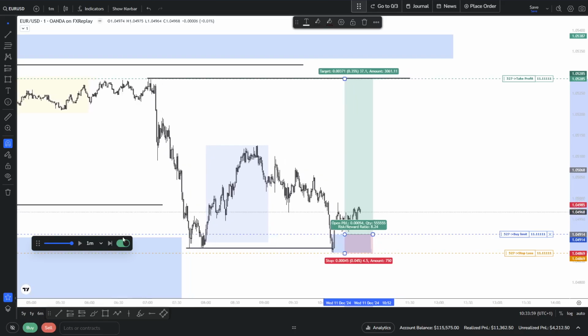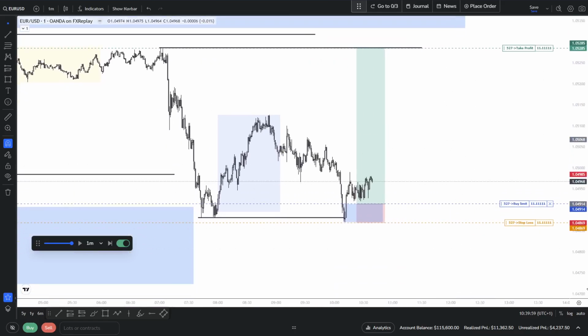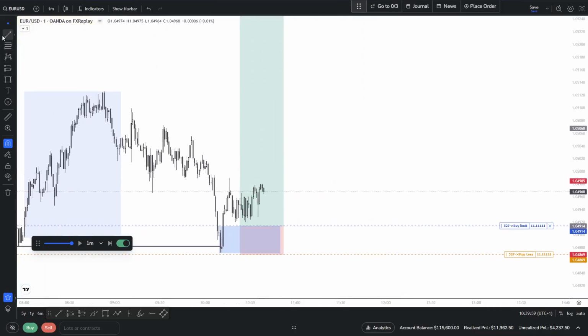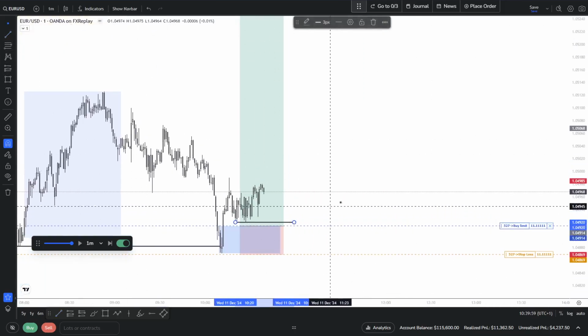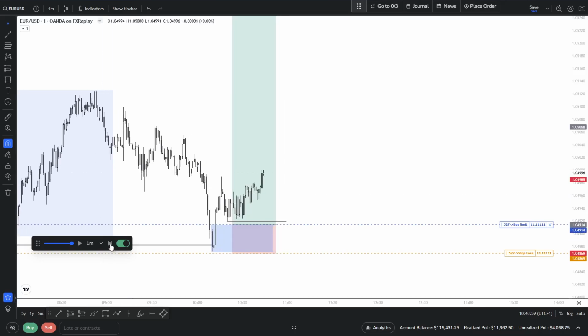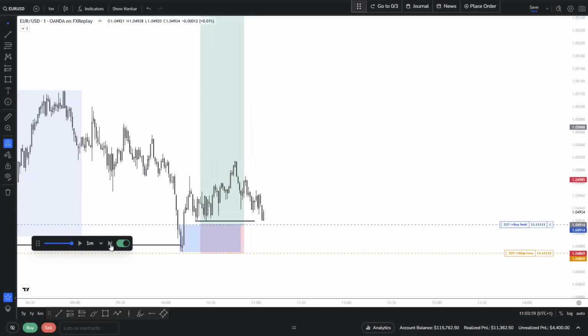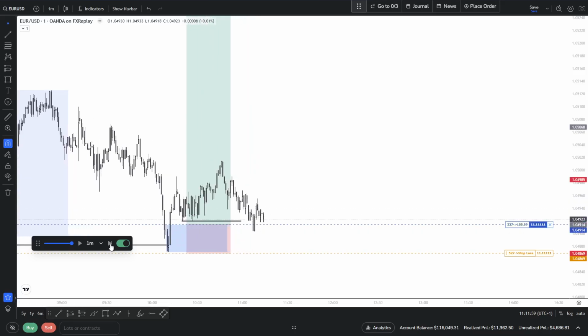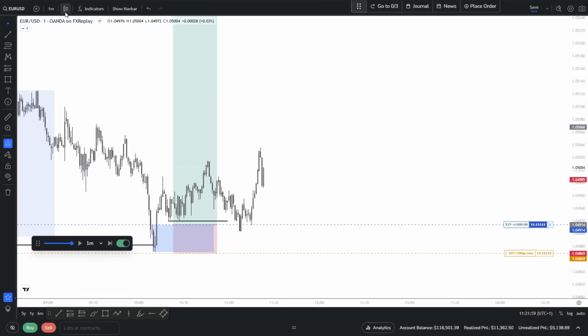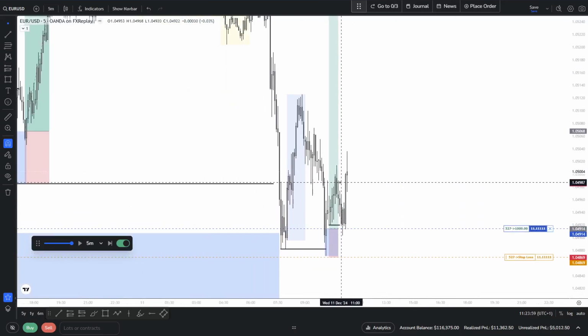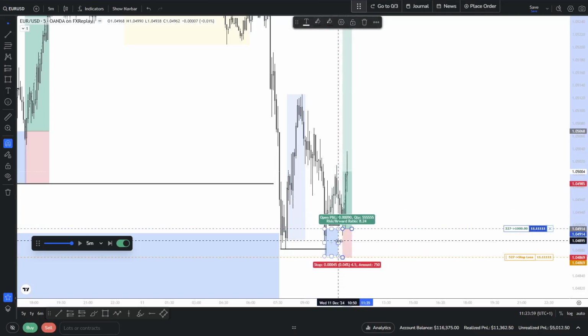Come on, tag, man. Okay, good. Can get a wick down there, that will be really good now. And if it misses, right? There we go. Tagged in. Nice bullish strength coming in the market. So let's just move this bit to the right.